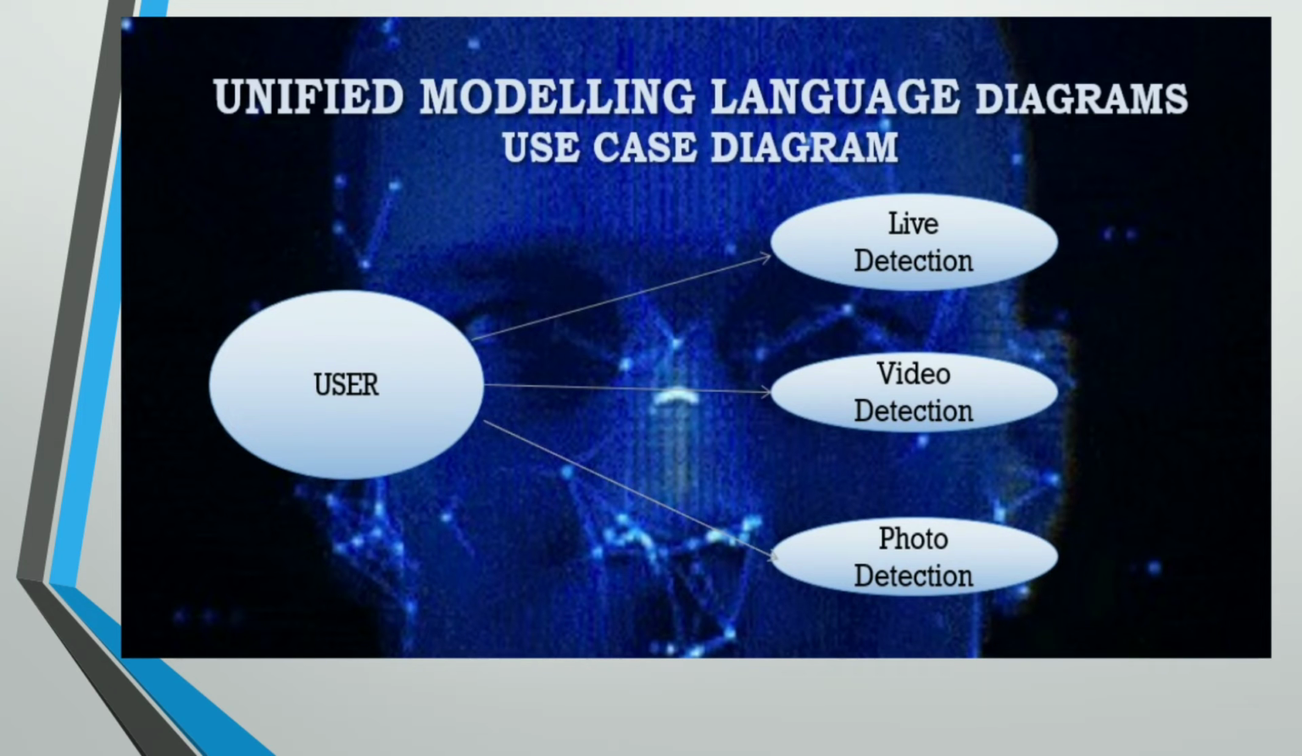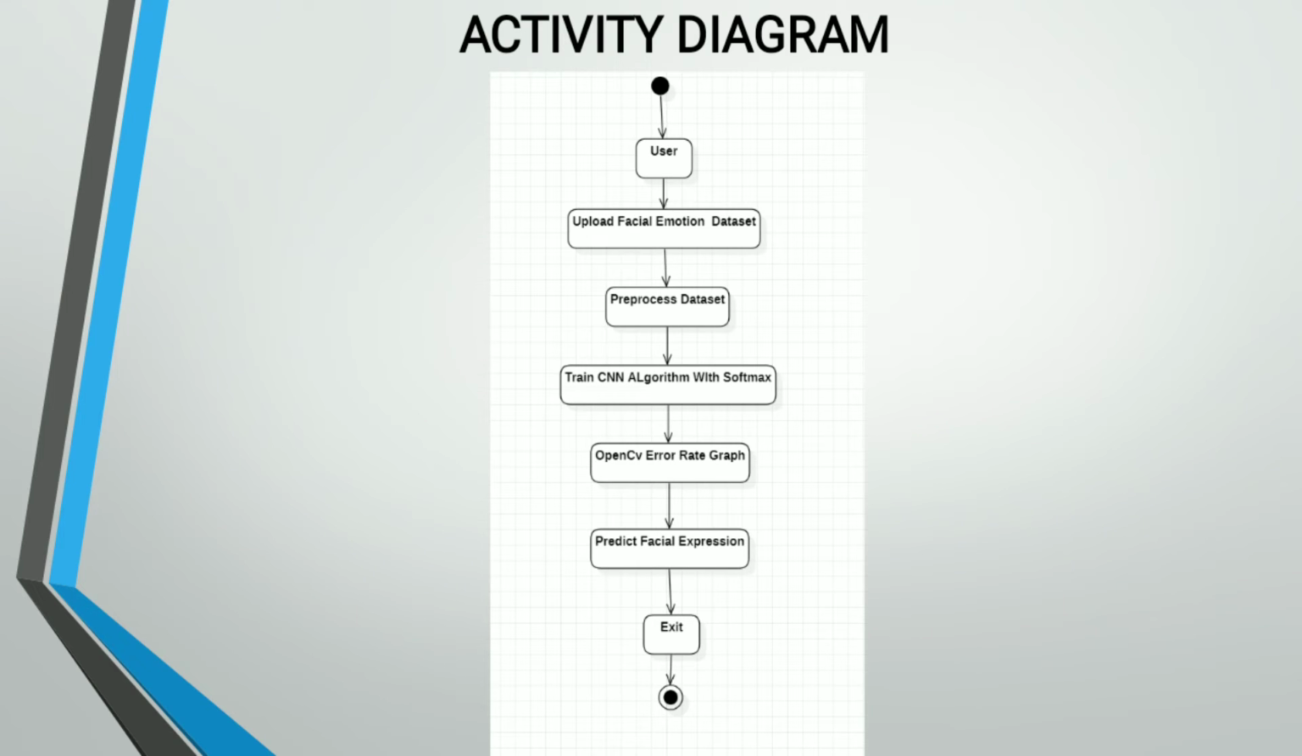Coming to the UML diagrams, we use the use case diagram, activity diagram, and the class diagram. Coming to the use case diagram, we can see there are three parts. The user takes the live detection, the video detection, and then the photo detection. Coming to the activity diagram, the user uploads the facial emotion dataset. Then the dataset is pre-processed. Then the CNN algorithm is trained with softmax. Then the OpenCV library takes the algorithm and it predicts the facial expression of the user.